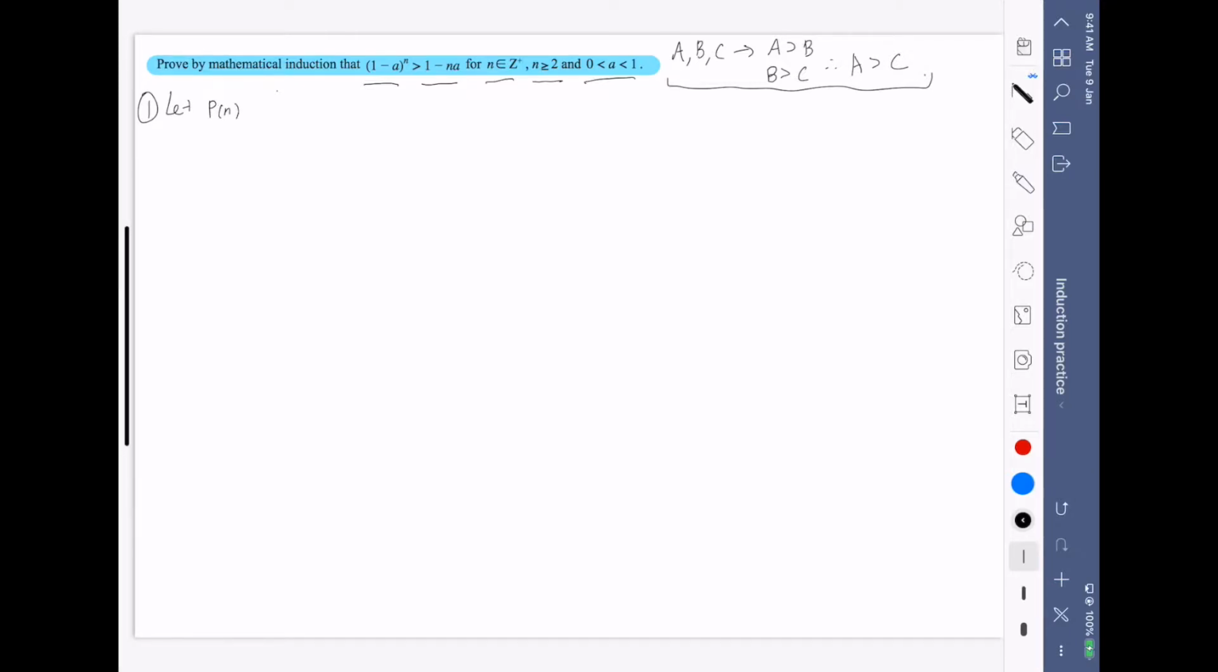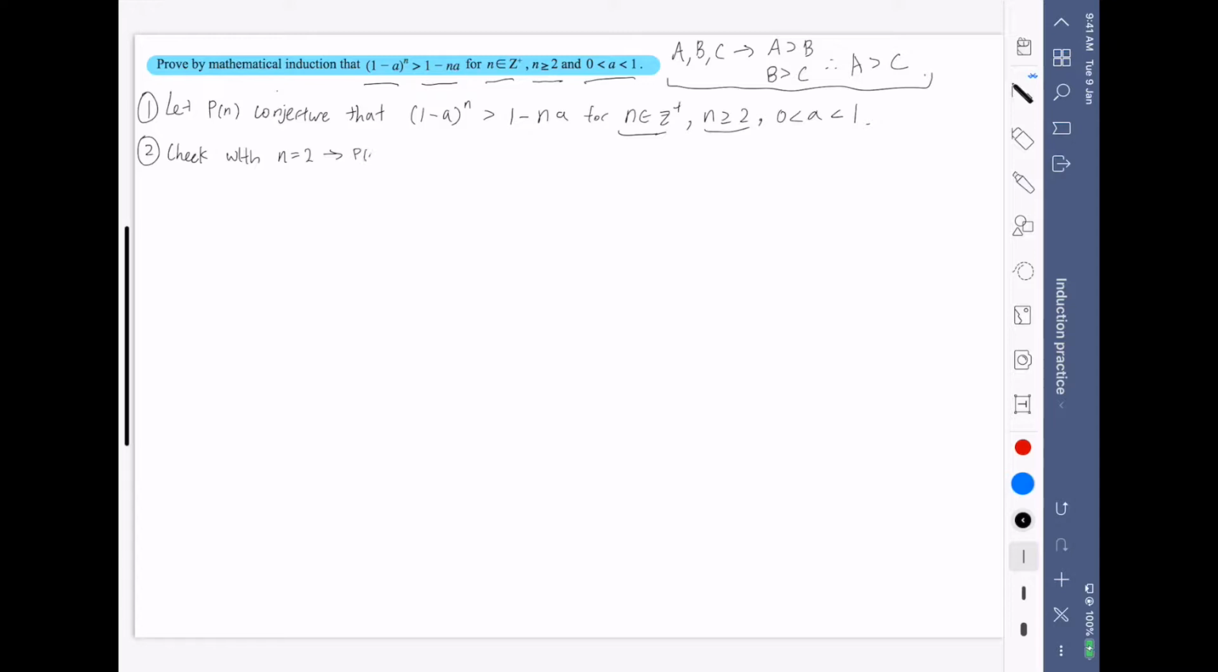Let P(n) conjecture that (1 − a)^n is greater than 1 − na, for n being a positive integer, n greater than or equal to 2, and a lies in between 0 and 1. Alright, now let's choose a number to test this with. Because n is a positive integer but n has to be greater than or equal to 2, I'm going to check with n equals 2.